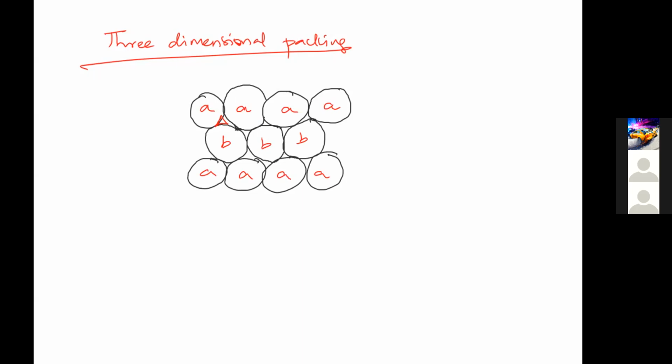Okay, everywhere is triangle. These are all triangular voids in hexagonal packing. You can see these are all on top, for example. This is on top. This is at the bottom.